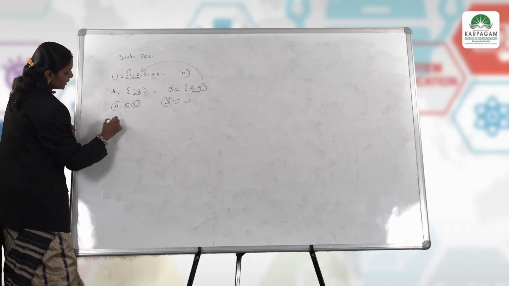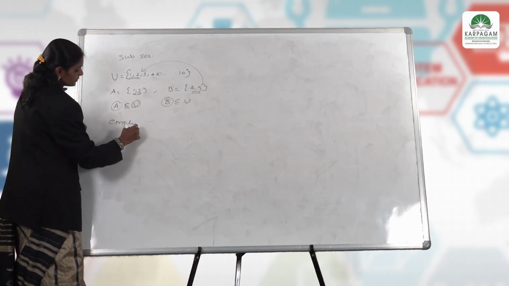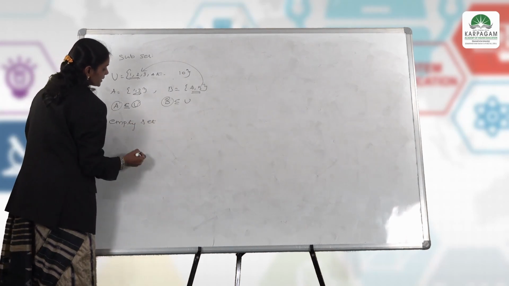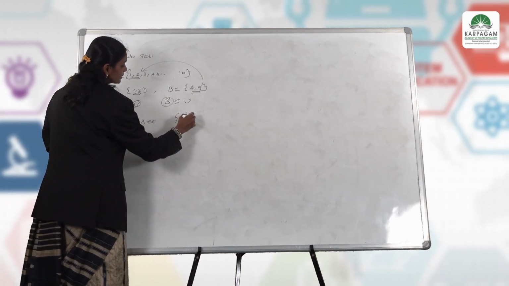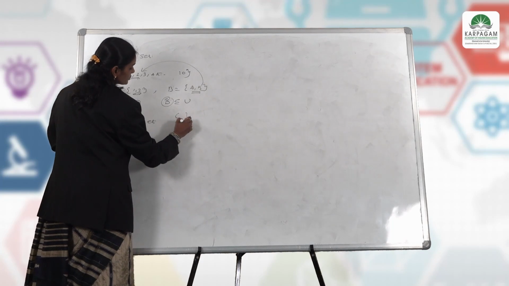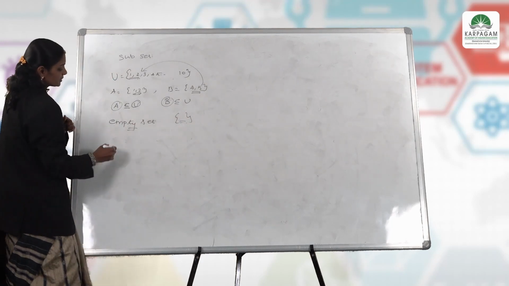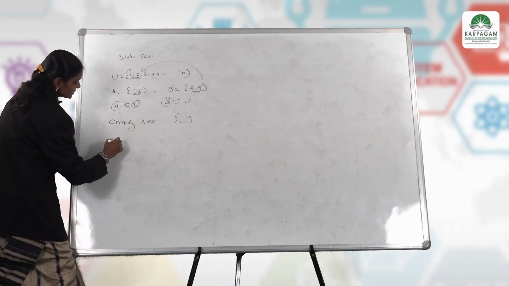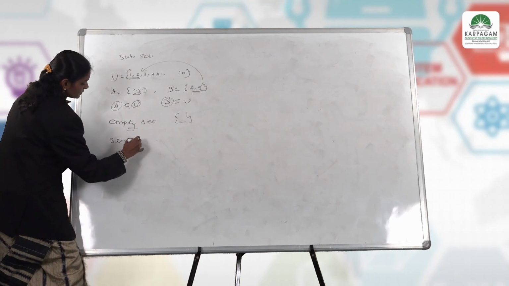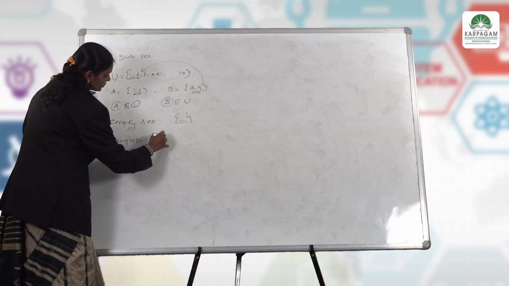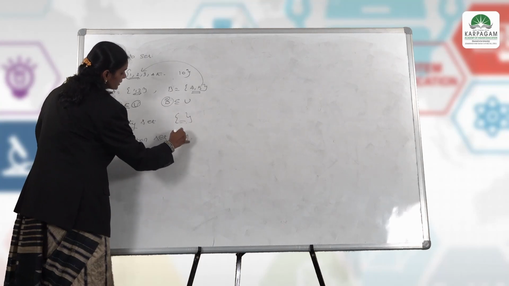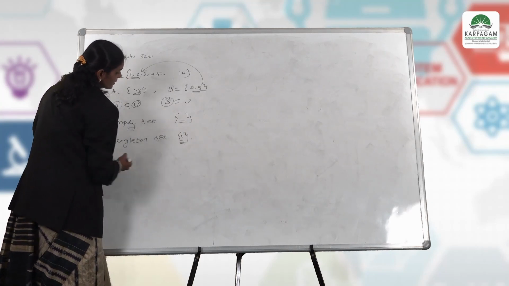Then, the empty set. If there is no element in the set, it is called an empty set. And the singleton set. If there is only one element in the set, it is called a singleton set.